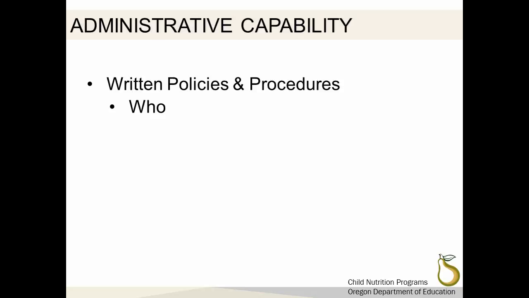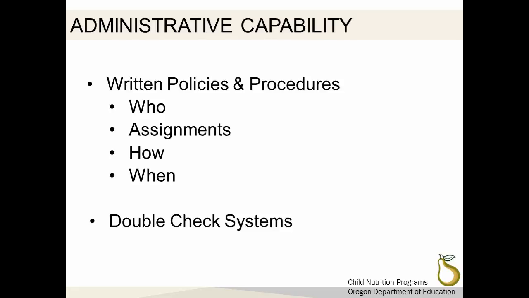We will take a look at positions such as teacher, administrative assistant, and their assignments, such as meal counts, menu review, claim submission, and racial and ethnic data. We will also look at how often and when it will be done: daily, weekly, monthly, yearly, and if there are double check systems in place. By having policies and procedures written, staff have a reference point to refer back to. These can also be included in a staff handbook.